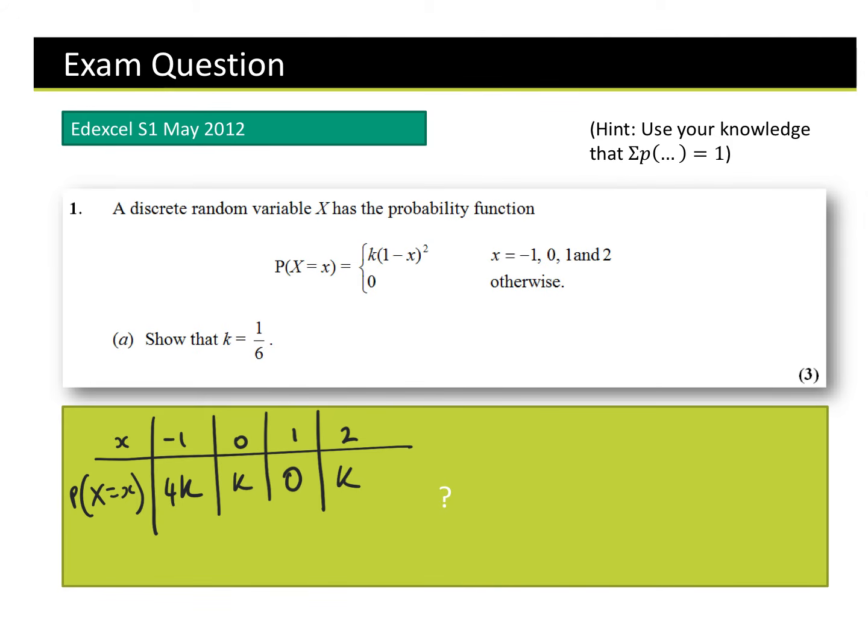Now this is back to GCSE. We have a distribution. And what do we know? It says the probability is 0 otherwise. That means the probability is 0 if x does not equal one of these outcomes. So this must be the total possible probabilities, and we know that all this probability should add up to 1. So we now have to make an equation. 4k plus k plus 0 plus k equals 1. 6k equals 1. Therefore, k equals 1 over 6. Therefore, proved.